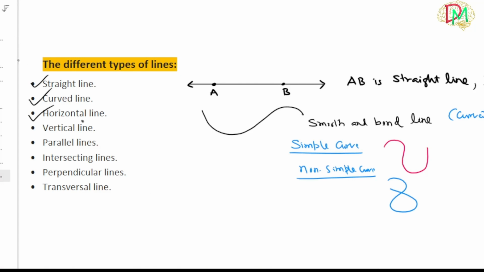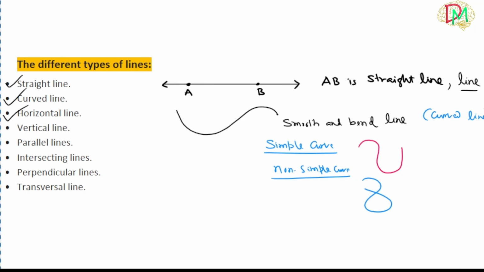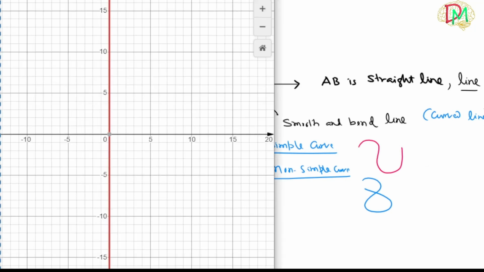Similarly, we can define the vertical line also. Okay, what is a vertical line? This is the y-axis, and this is the origin, and the equation of the y-axis is x is equal to 0. If we draw perpendicular to the x-axis or parallel to the y-axis, then these lines are the vertical lines. Clear?